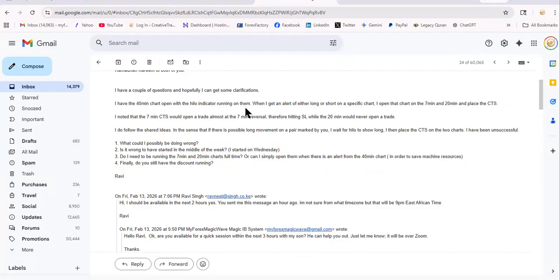That's fine. When I get an alert of either long or short on a specific chart, I open that chart on the 7-minute and 20-minute and place the CTS. Now that is where the problem is. You're going to get these reversal candles at a lot of places all the time. They're not to take.